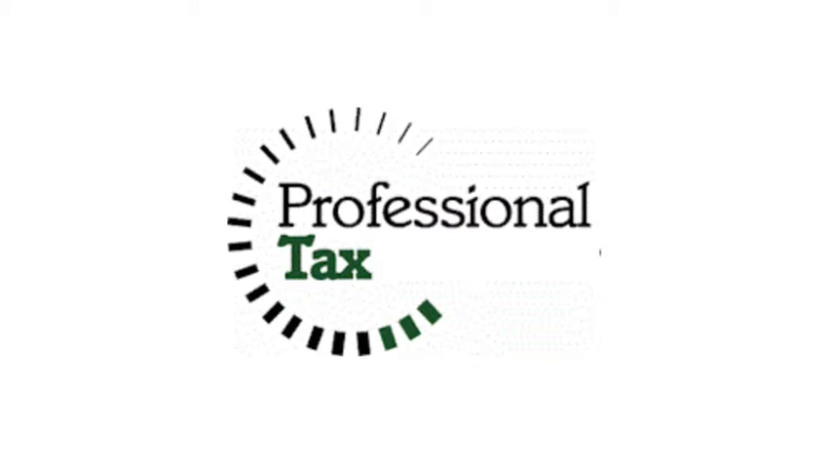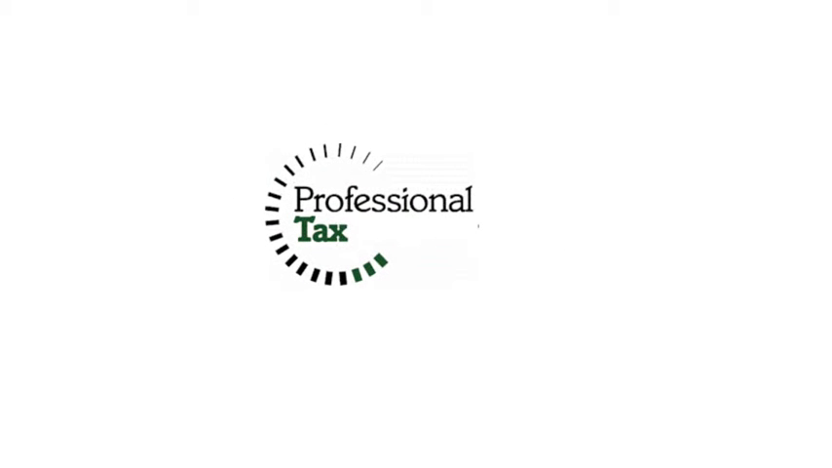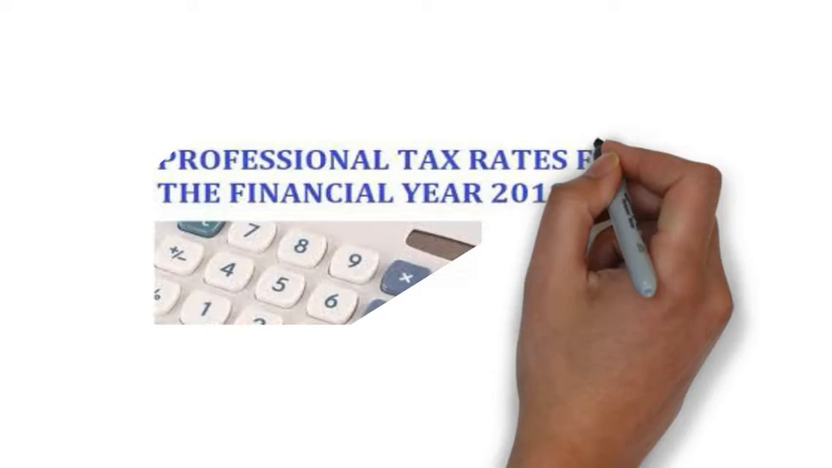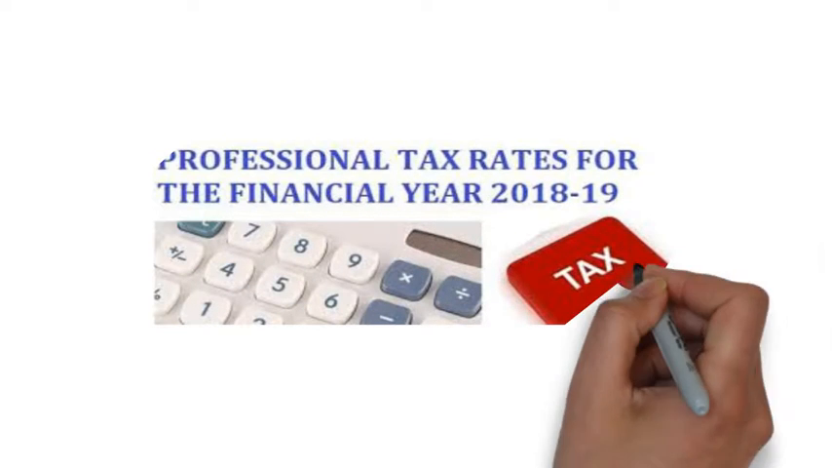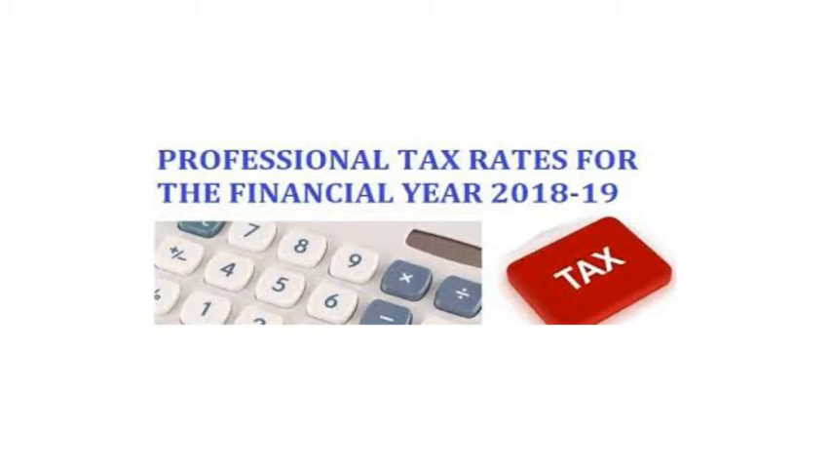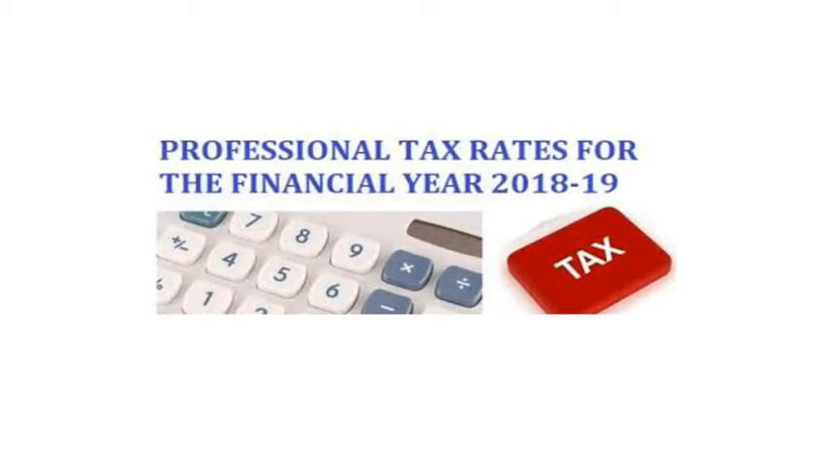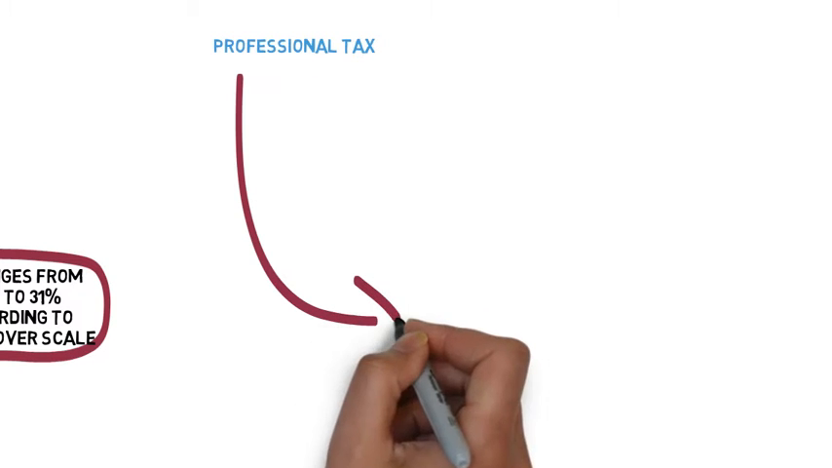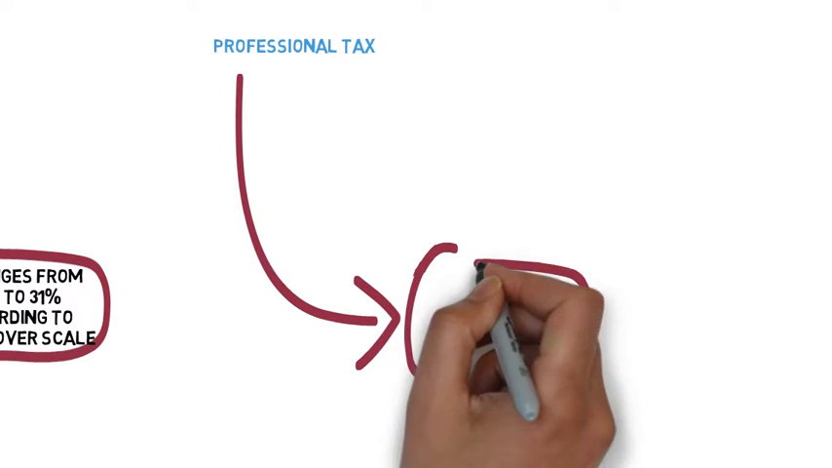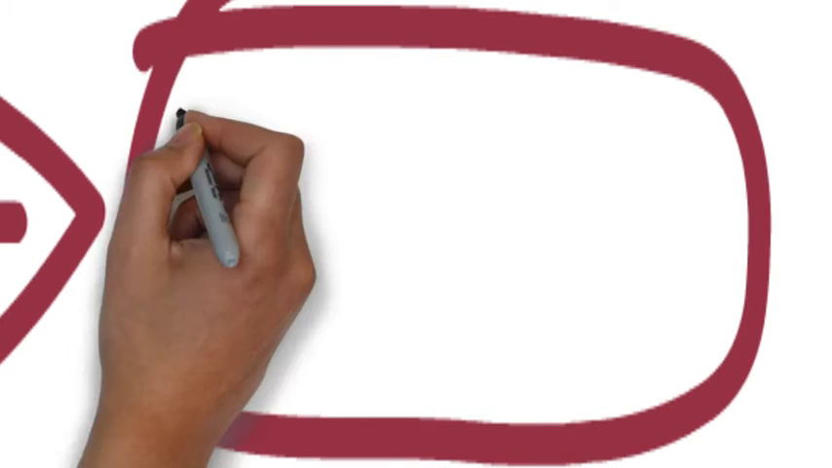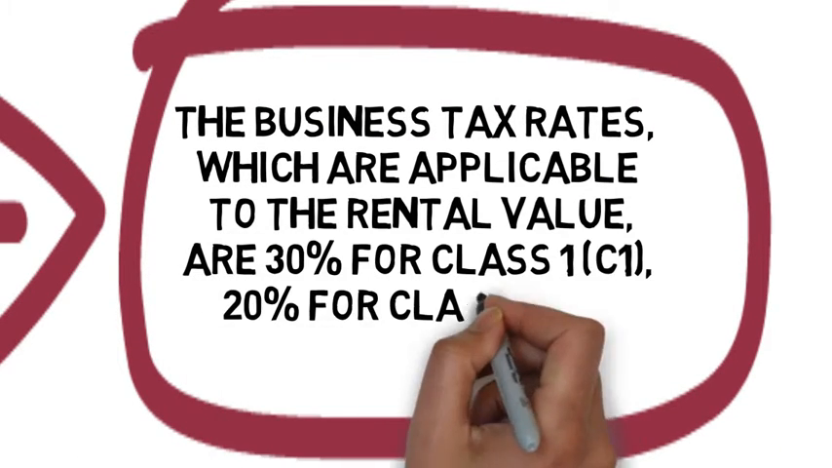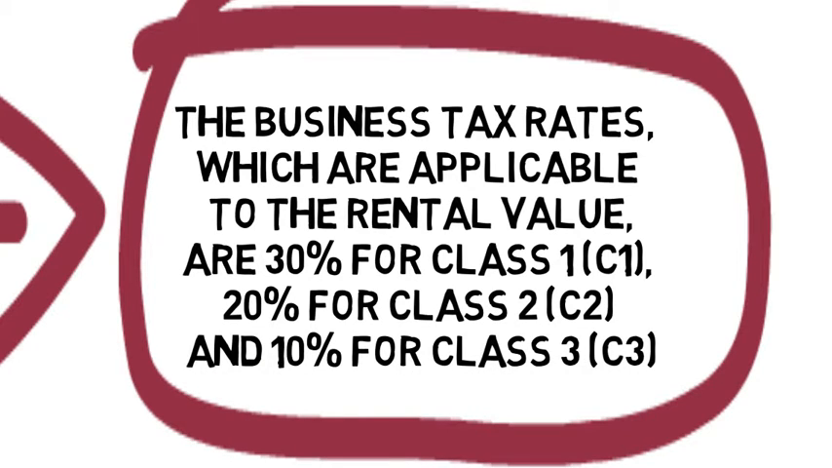The business tax is established on the gross, normal and current annual rental value of stores, boutiques, factories, workshops, sheds, construction sites, depots and all premises, locations and facilities used to carry out taxable business activities. The business tax rates applicable to the rental value are 10% for Class 3 C3, 20% for Class 2 C2 and 30% for Class 1 C1.